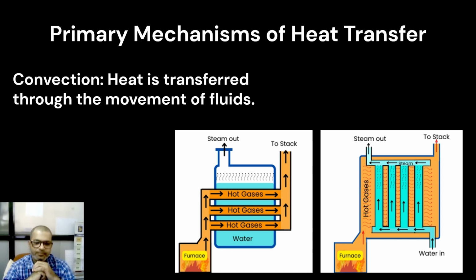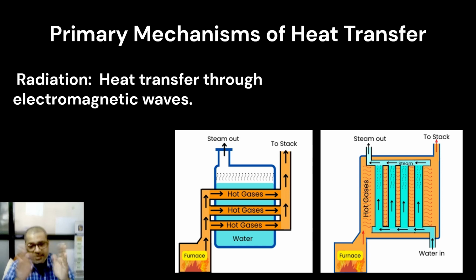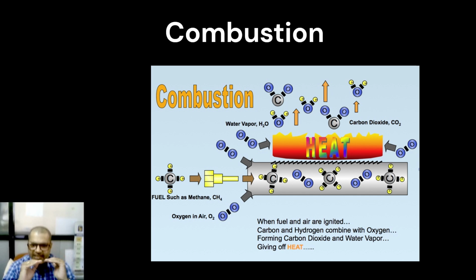distributing heat. Radiation. Here, the heat transfer is through electromagnetic waves. The intense heat of the furnace radiates energy, similar to how the sun heats the earth. And this radiant heat that we get from the boiler comes through as electromagnetic waves and is then absorbed by the boiler components. Combustion is the chemical reaction that releases the heat that we need. The fuel, which is either oil or coal, is combined with oxygen from the air in a very controlled manner in the furnace.